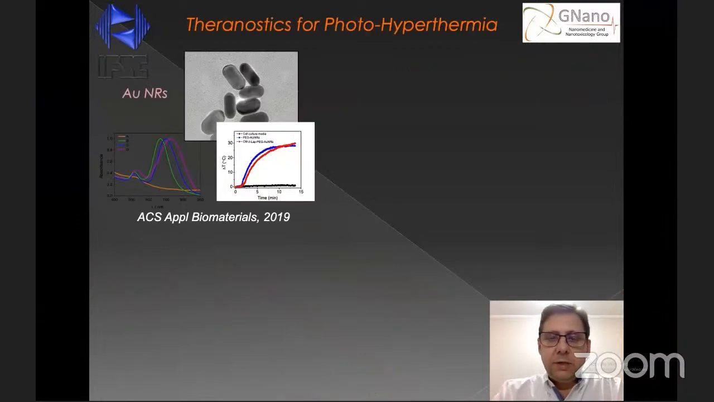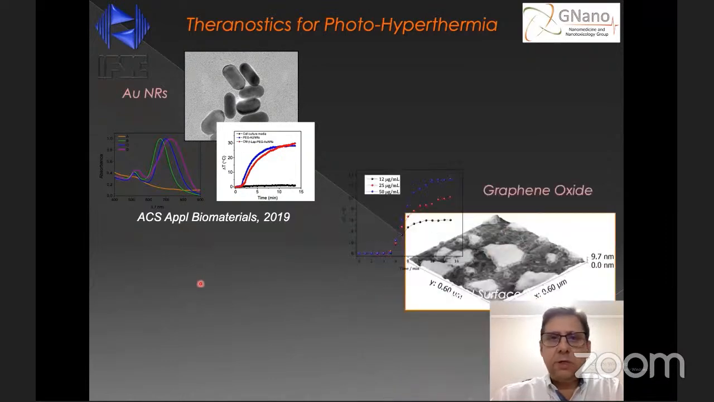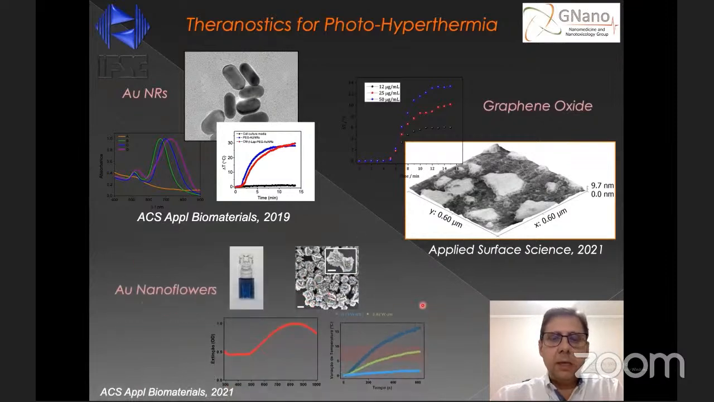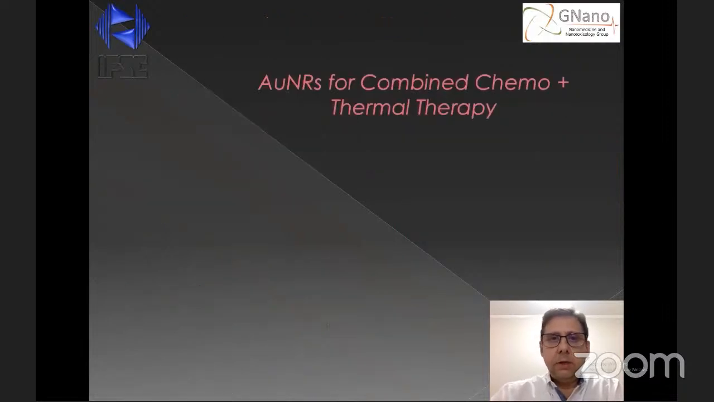Well, in the last few years, our research group has developed different nanomaterials for application in photohyperthermia against cancer. That includes the gold nanorods, about which I'm talking here today, but we also developed different nanosystems, including graphene oxide and what we call gold nanoflowers. It's important to note that all these nanomaterials are theranostic nanomaterials, which means that they are able to perform both diagnosis and therapy at the same time.